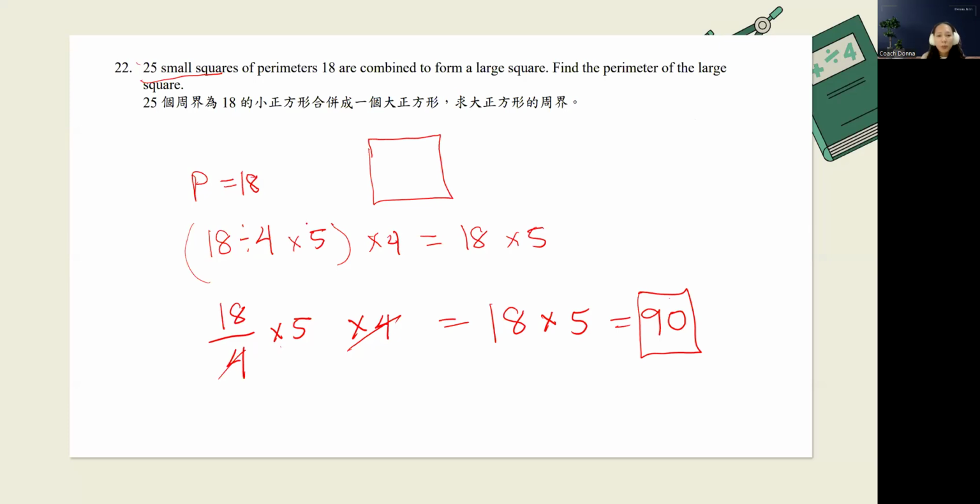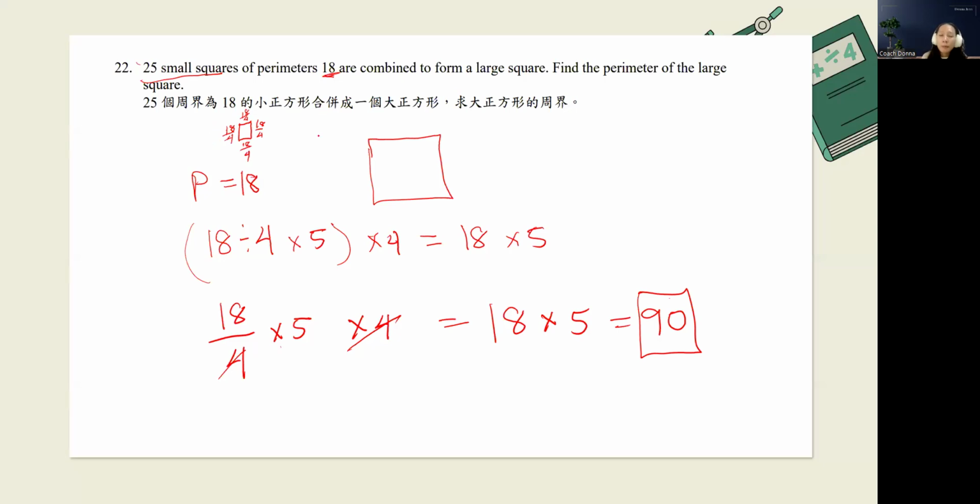Okay, so let me explain a little. We need to divide 18 by 4 because one small square has a total side length of 18. Divided by 4 because there are 4 sides. So this side is 18 divided by 4, this side is 18 divided by 4, this side is 18 divided by 4, and this side is 18 divided by 4. So when you add all those 4, you'll get a total perimeter of 18.